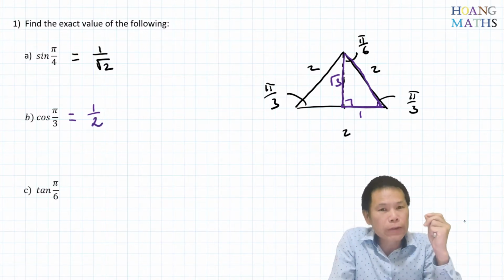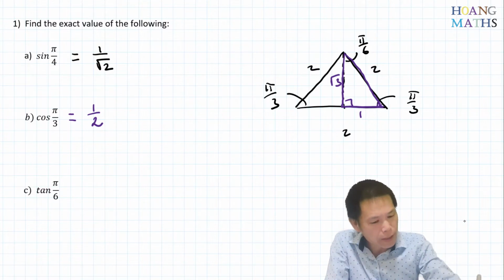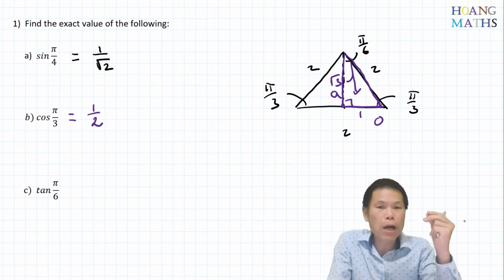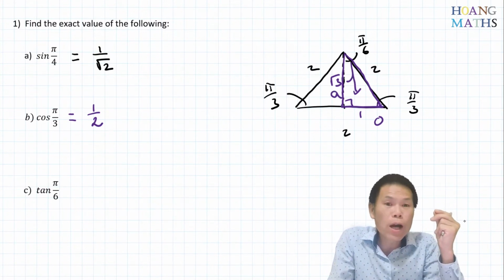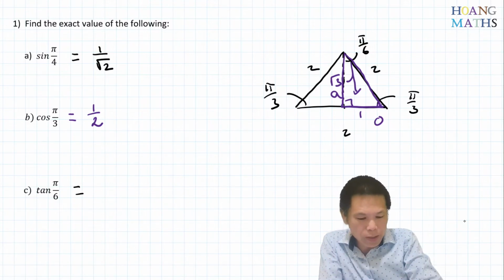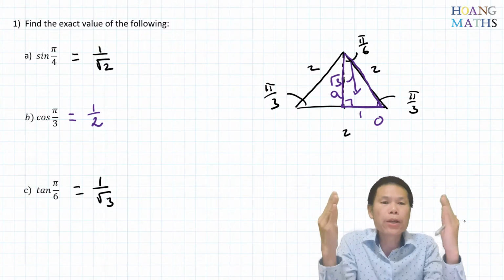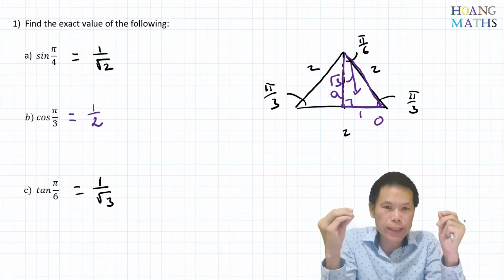Now, tan of pi over 6. So pi over 6, tan is opposite, which is 1, over adjacent, because it's pi over 6, so 1 over root 3. So this is 1 over square root of 3. There you go. This is how you work out the exact ratio.